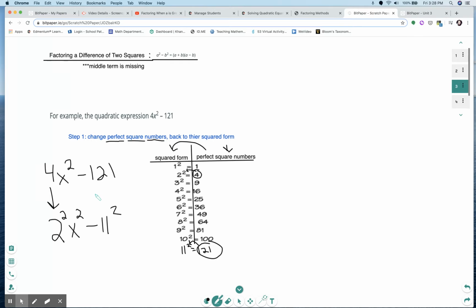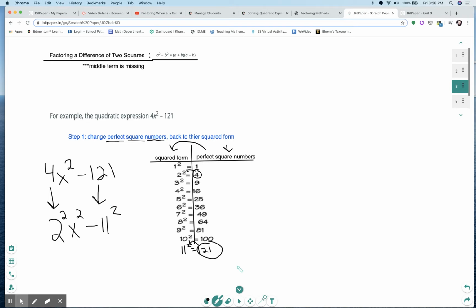Now I haven't changed the value of this problem at all, have I? Because 11 squared is 121, and 2 squared is actually 4. So the value of this problem has not changed at all. The value of it has stayed the same. I'm just changing the way it looks. And that's a lot of algebra: just changing the way things look so we can solve it.